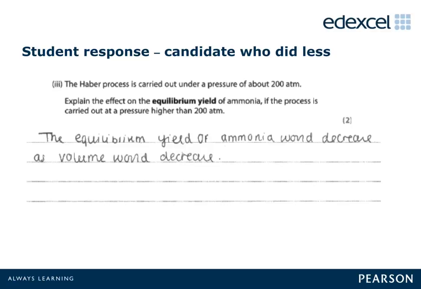This answer shows that the candidate is confused by aspects of equilibria. The effect of increasing the pressure on a fixed volume of gas was understood. The volume would decrease. But this idea was not developed further to explain what would happen to the position of equilibrium, that is, move to the right, as that side occupies the smaller volume. And the effect on equilibrium yield was incorrect.